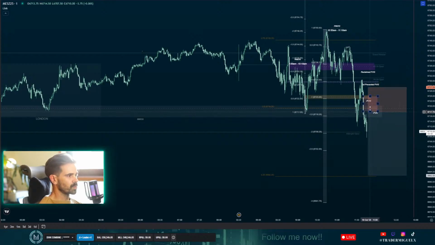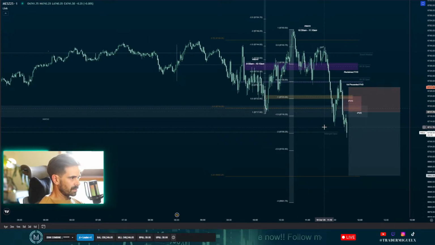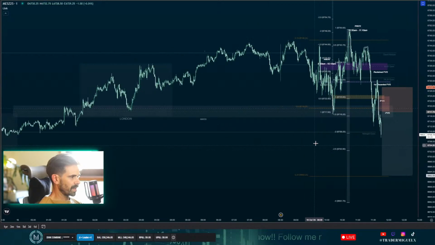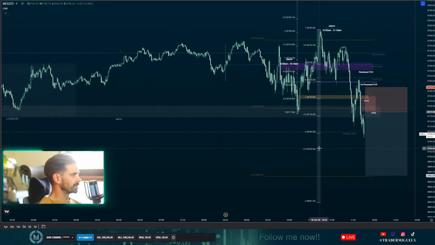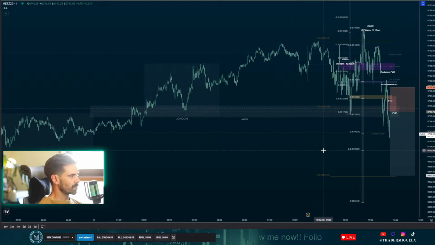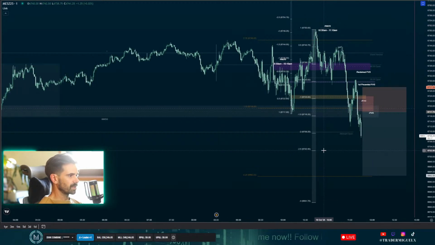Yeah, I was waiting for a touch here on this fair value gap, but yes, it tricked us and didn't provide that touch. So midnight open is hit. We will probably hit Asia lows as well.